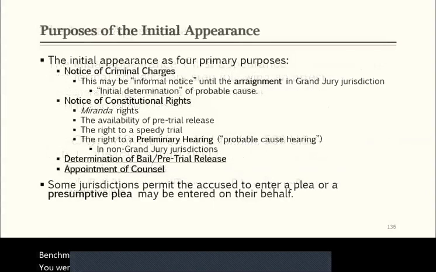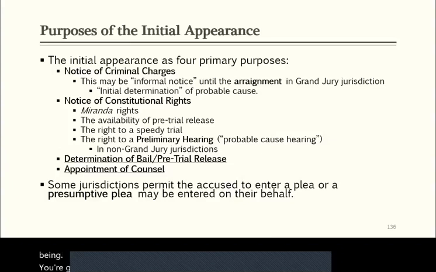So what happens at the initial appearance, right? Well, there are four primary purposes. Now, the first is notification of the criminal charges. Right, so this is usually informal notice. So until the arraignment in the grand jury jurisdiction, we tell you what you're going to be indicted for, right?